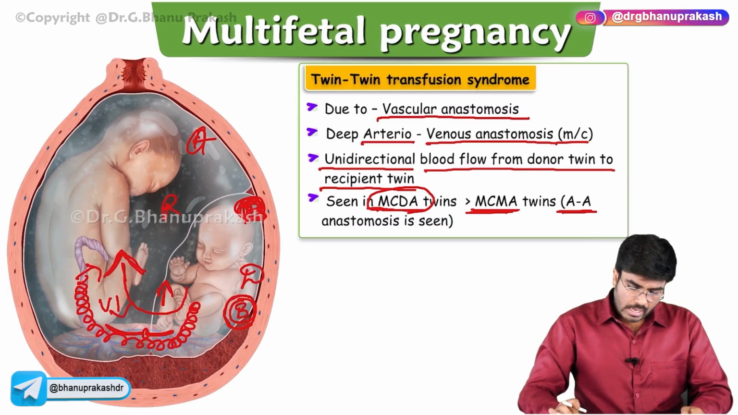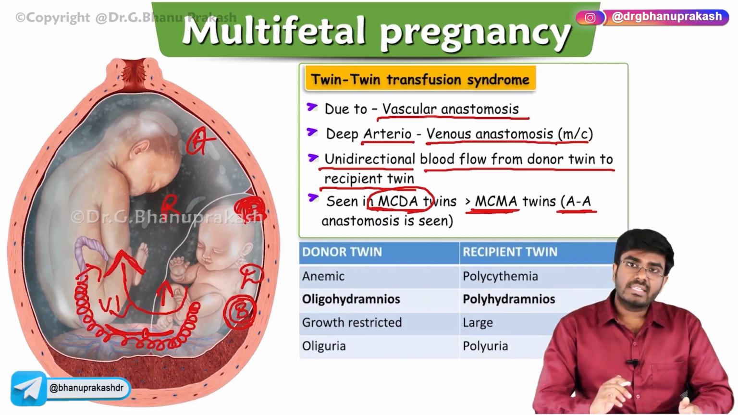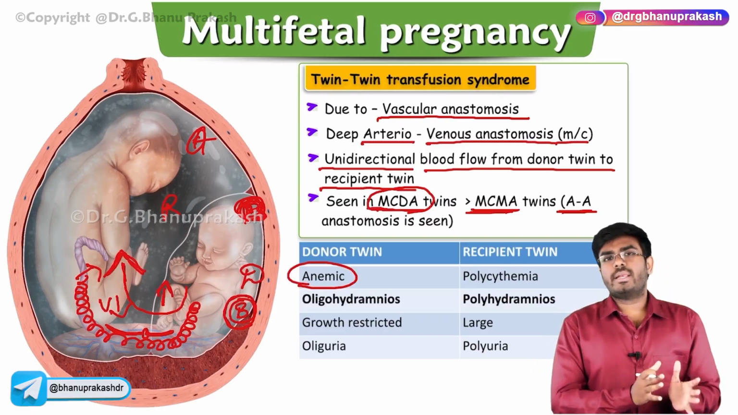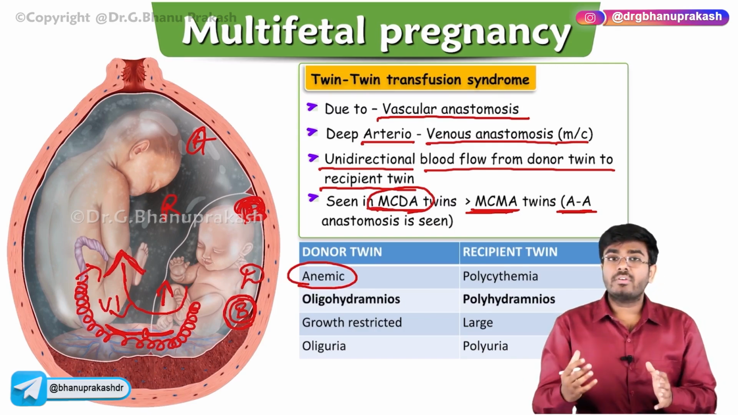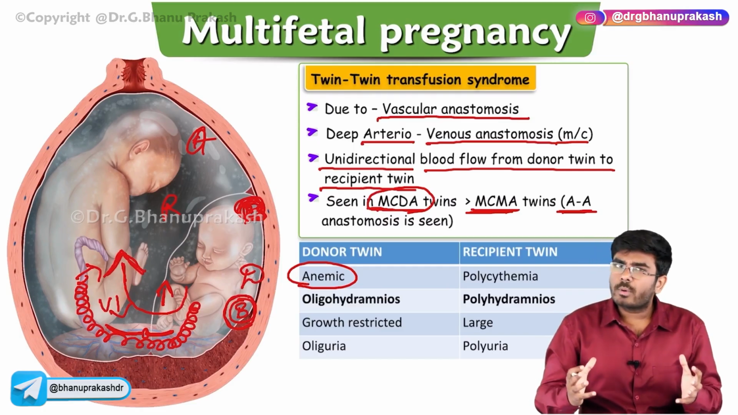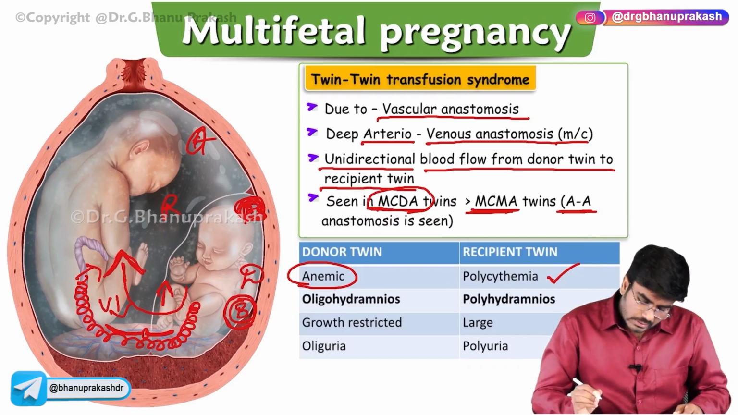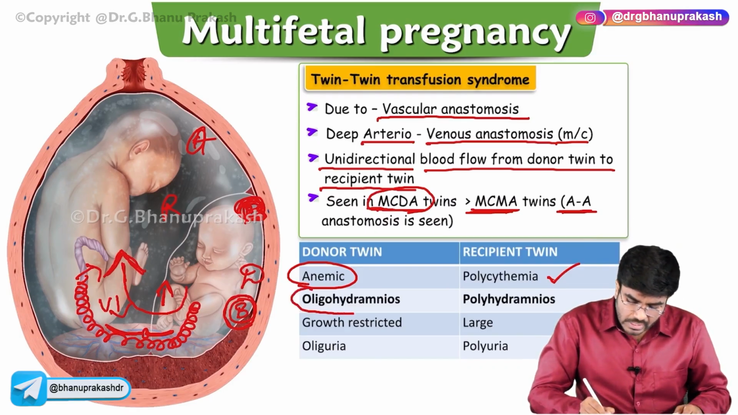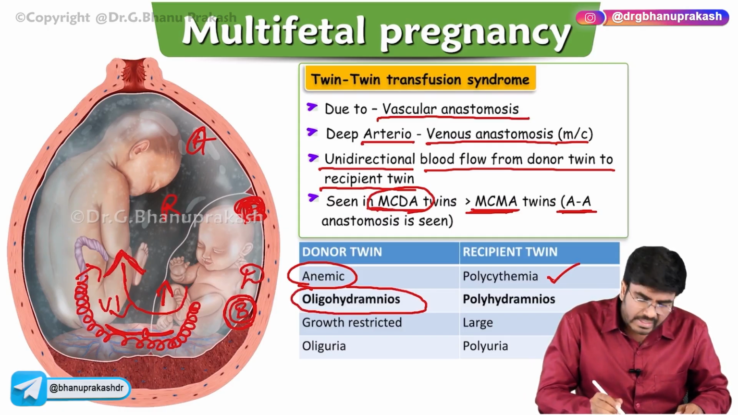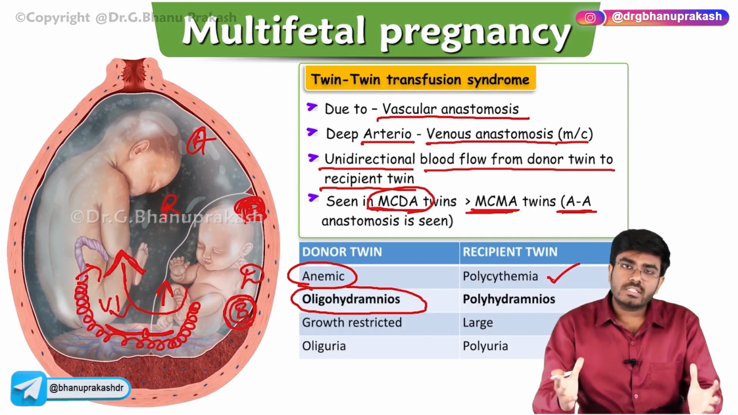Okay, now after this, let's see what the features of the donor twin and the features of the recipient twin are. The donor twin is going to be anemic. Yes, it is giving all the blood, so it becomes anemic. And the recipient twin is growing larger and larger in size because it is receiving so much blood. So much blood means polycythemic. Okay, now the donor twin is going to suffer with oligohydramnios. Even in this image, you can clearly see the amniotic pocket is very small. But on the other hand, the amniotic cavity of the other twin is going to be very large.